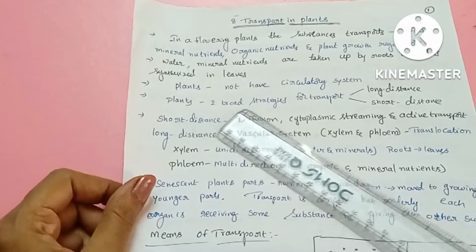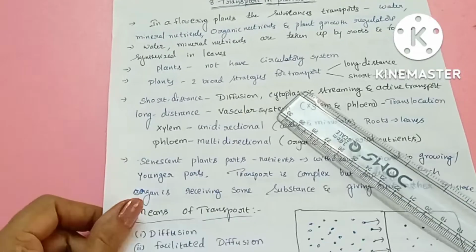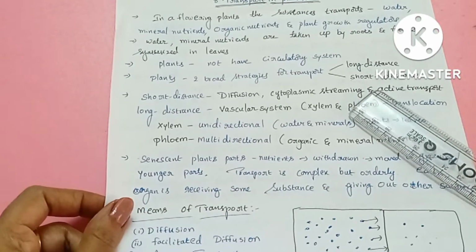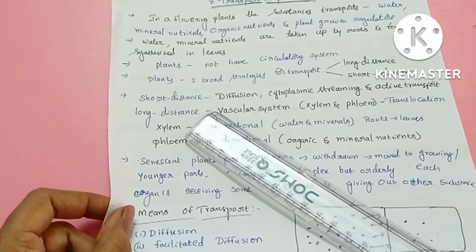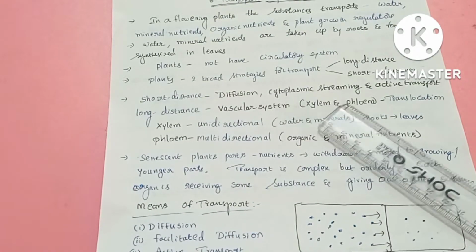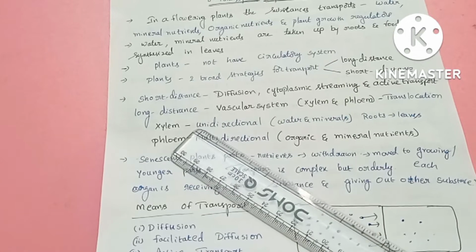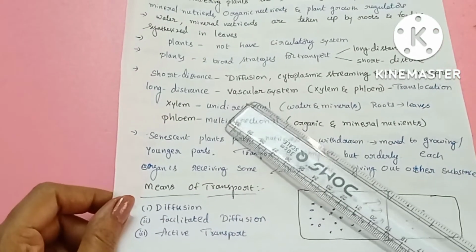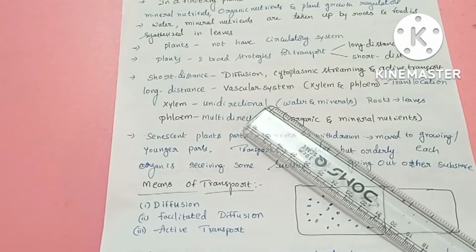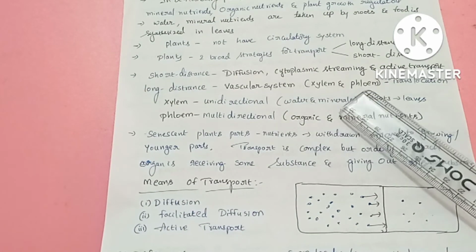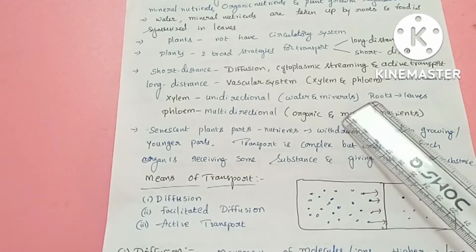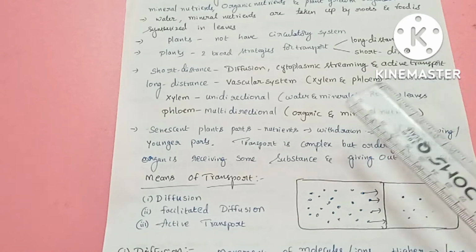The plants have two broad strategies for the transport system. One is long distance transport and the second one is short distance transport. Short distance transport includes diffusion, cytoplasmic streaming and active transport. Whereas long distance transport includes the vascular system. What does it consist of? It consists of conductive tissue, that is xylem and phloem. The transfer of substances by the xylem and phloem is called translocation.